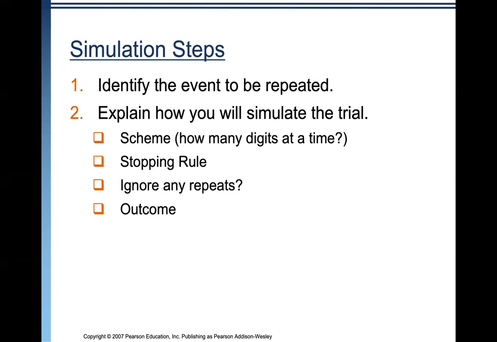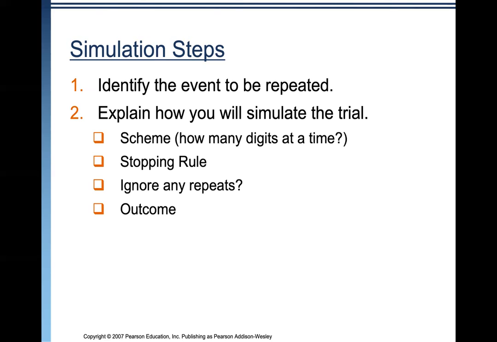All right, the second thing is a stopping rule. You want to give a stopping rule. So you need to tell the person running the trial, this is when the trial ends. All right, number three, you want to say whether to ignore any repeats or not. That's important to tell also. Some situations you want to ignore any repeating numbers, and some situations you don't ignore repeating numbers. So you want to specify that.